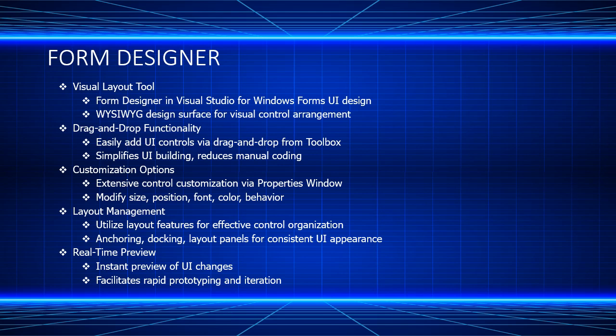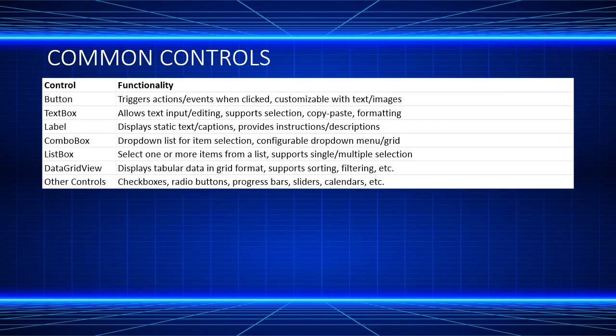and iteration. By leveraging the Form Designer in Visual Studio, developers can efficiently design visually appealing and user-friendly UIs for their Windows Forms applications, speeding up the development process and enhancing the overall user experience. Let's explore some of the common controls available in Windows Forms applications and how they enhance user interaction. Button. Buttons are interactive elements used to trigger actions or events when clicked by the user. They can be customized with text, images, and various visual properties to effectively convey their purpose.